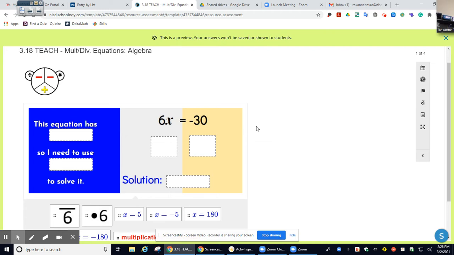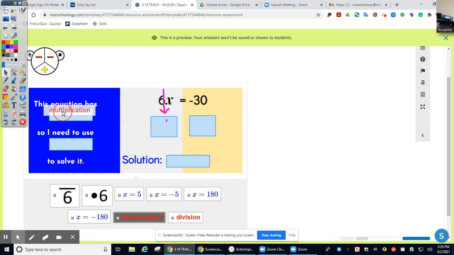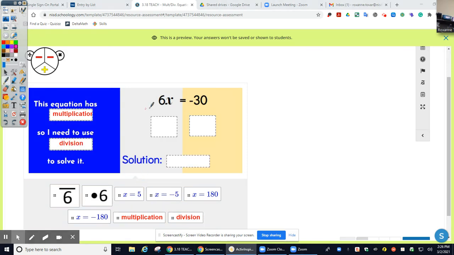All right, so let's go ahead and look at what we are doing here. Remember, when there's nothing between the number and the variable, that means that we are multiplying. So we read this as 6 times x equals negative 30. So this equation has multiplication in it, okay? So I need to use the opposite, which is division, to solve it. So the opposite of multiplying by 6 would be dividing by 6.